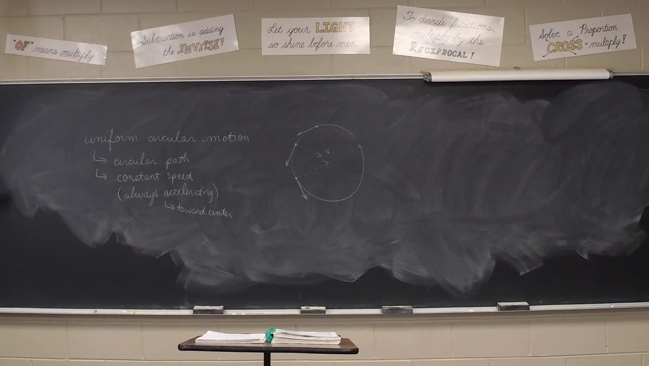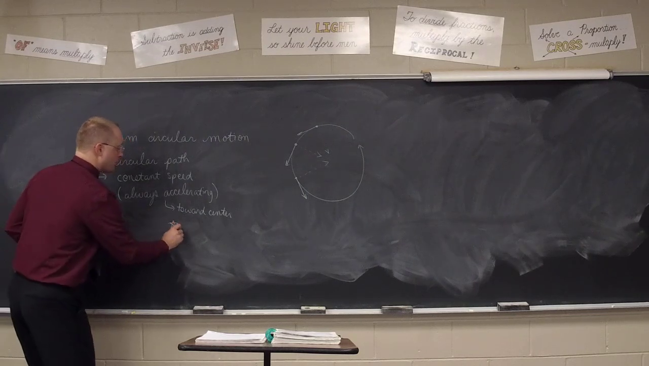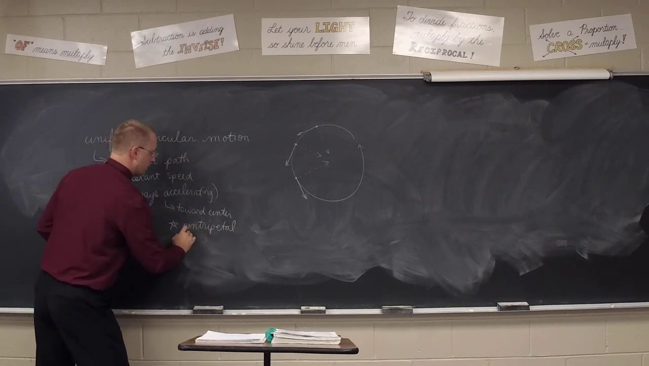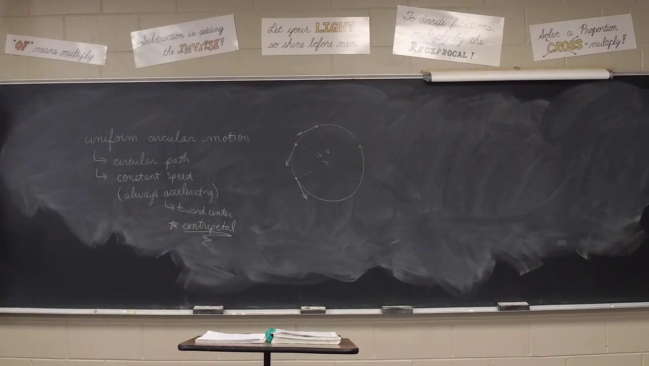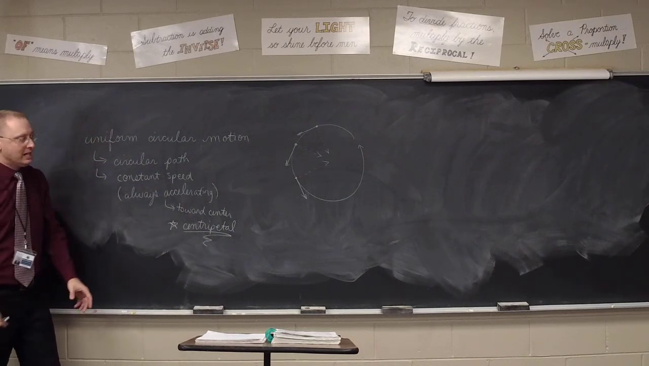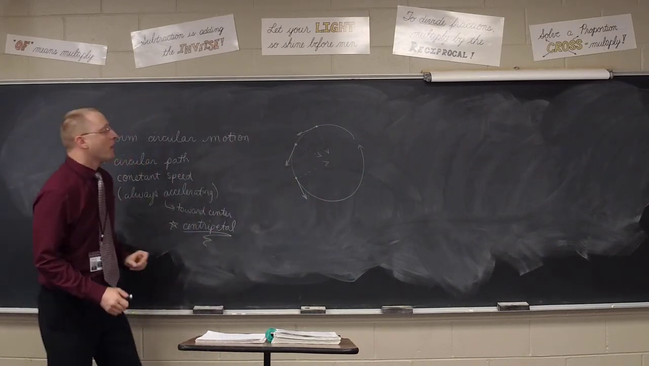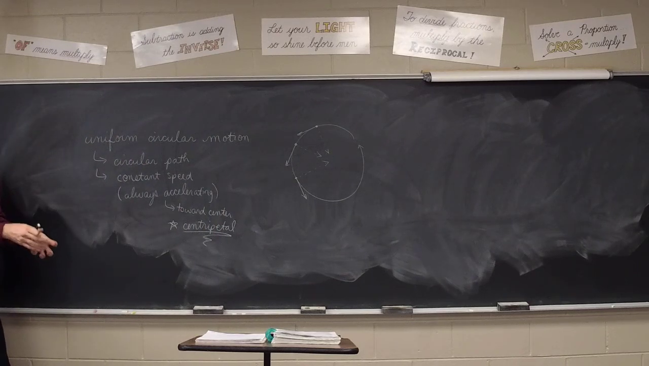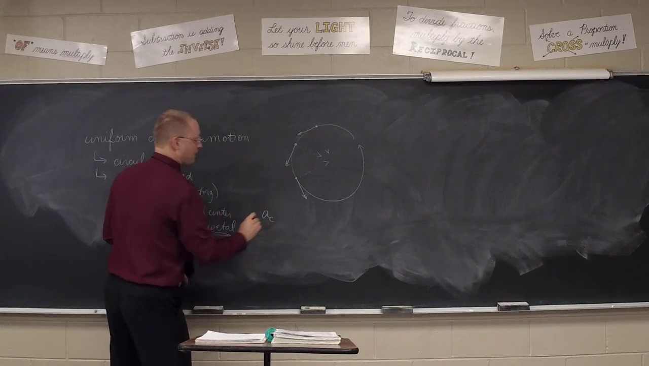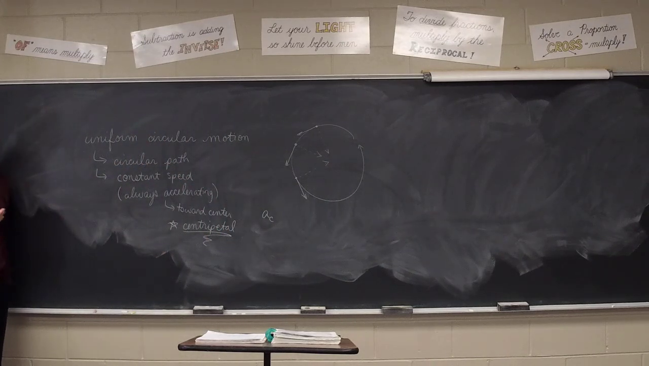That way it doesn't actually speed up the object in any way. The object is traveling at a constant speed. Its acceleration is toward the center, and we call this, write this term down, centripetal acceleration. The word centripetal actually means center seeking or toward the center. Now the object isn't moving toward the center, but there is an acceleration toward the center of the circle. Centripetal acceleration is notated a sub c, acceleration with the sub c for centripetal.